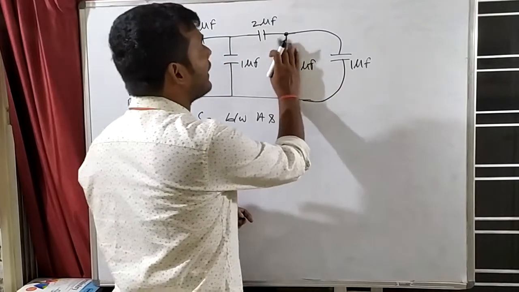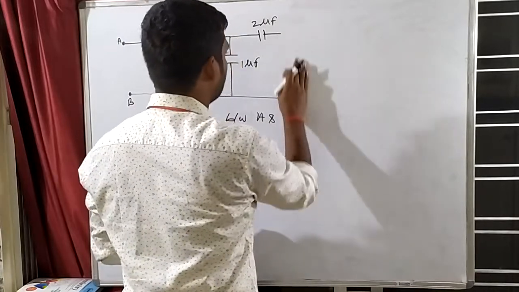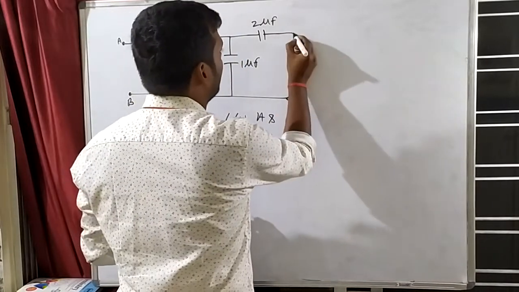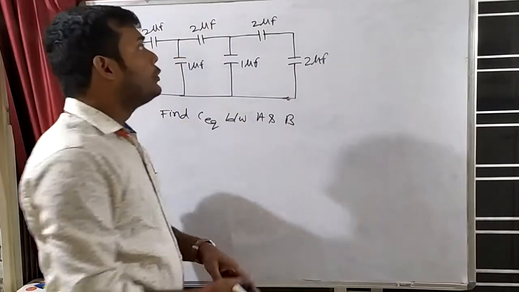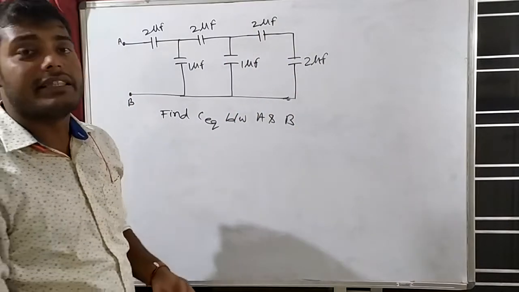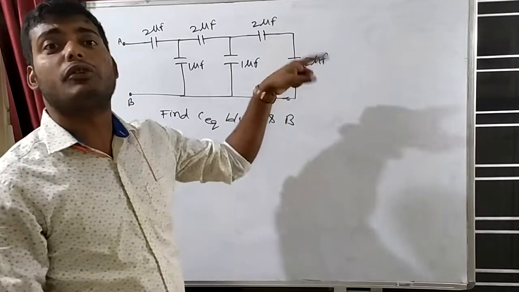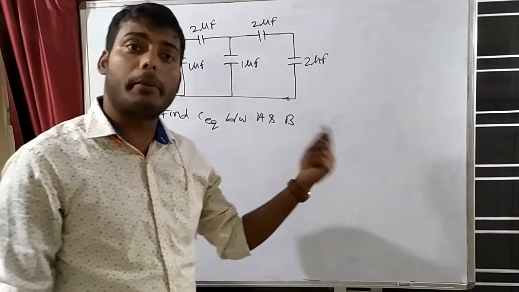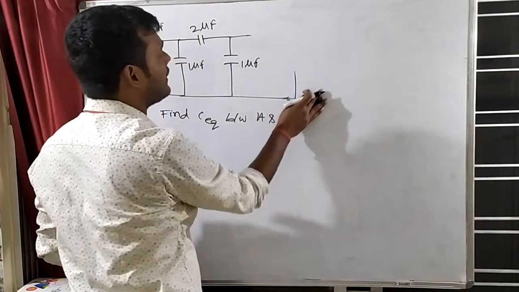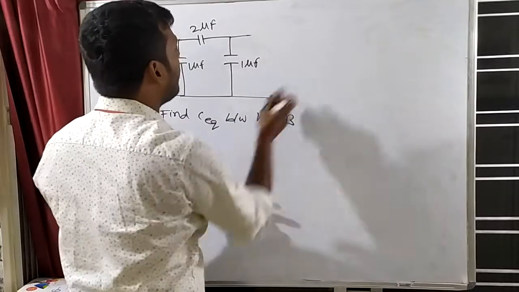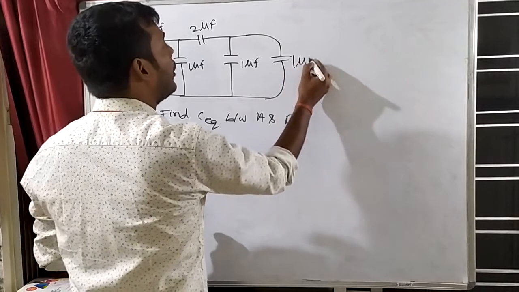So in place of these two, we will replace with the equivalent, and that equivalent capacitance is 2 microfarad. Clear? Again see, 2 and 2 are connected in series. In series, the equivalent capacitance is C1 C2 by C1 plus C2, 2 into 2 is 4 divided by 2 plus 2 is 4, so 4 by 4 is 1. That means replace these two capacitors with a single capacitor of 1 microfarad.